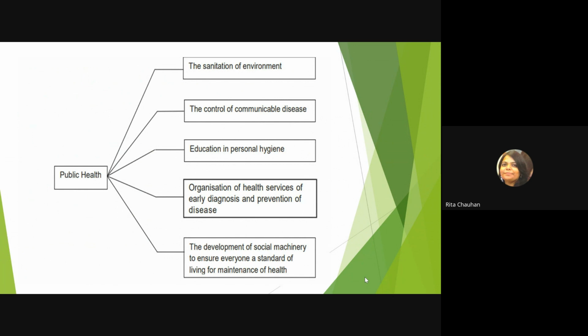Then we have public health. Public health will cover all five aspects. It will have sanitation of the environment, then control of communicable disease, then spread of education, because through education only can we teach personal hygiene. Then we have organization of health services for early diagnosis and prevention of disease. And we should have a social machinery so that we can control public health.